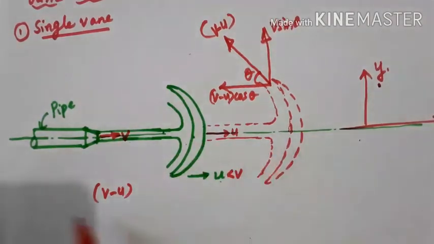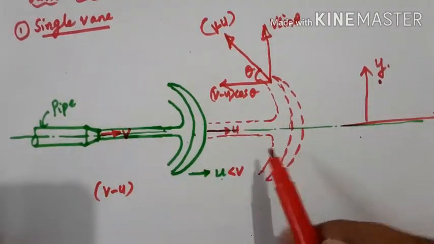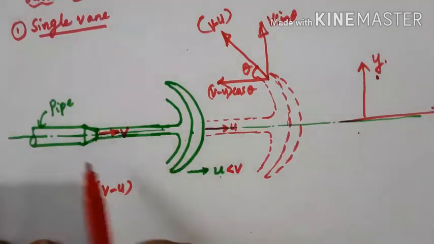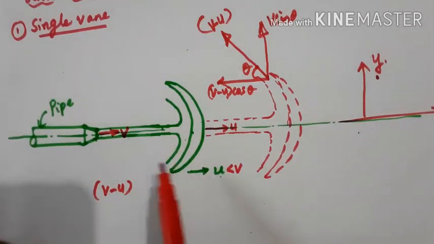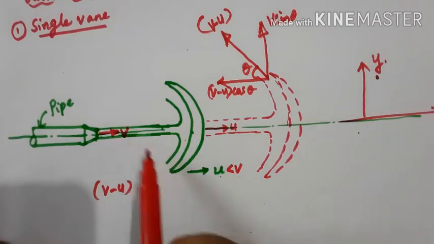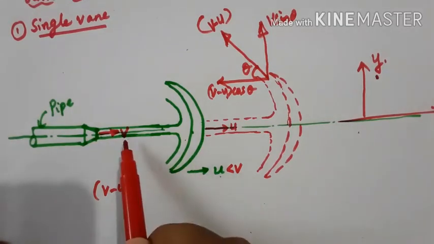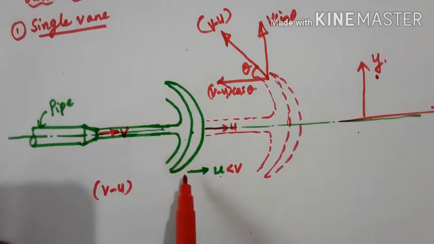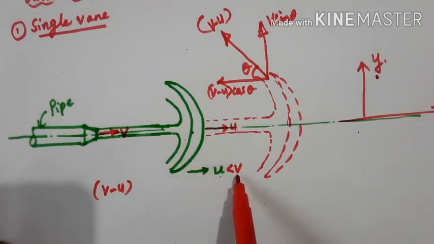Okay, so I think you understood this figure here. Again, in these cases we are considering the jet is also moving and the vane is also moving. So both are moving, so we have to take the relative velocity. Both are moving in the same direction, hence the relative velocity will be v minus u, and the velocity of the plate or the vane is considered as u, which is less than the velocity of the jet.